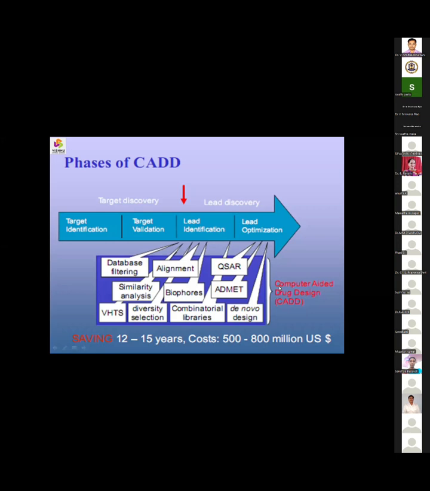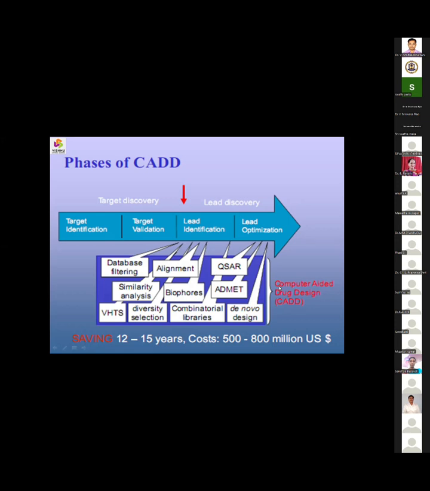So next is lead discovery. What is the lead molecule? We have to discover that one. After discovering the lead molecule, we have to go for lead identification, and we can do the lead identification by database filtering because we have a lot of data available in books or on the internet. From that, we have to filter the database and choose which pharmacophore is suitable for that particular target. And we have to align that particular lead molecule and do similarity analysis. And we have to do high throughput screening and diversity selections. So after doing all this, we can go for the lead identification.